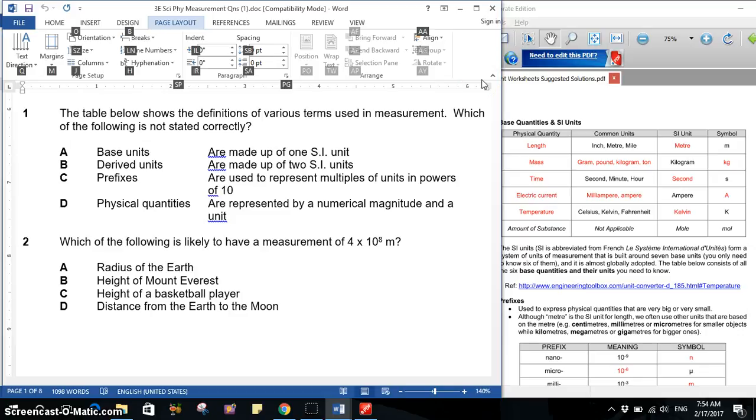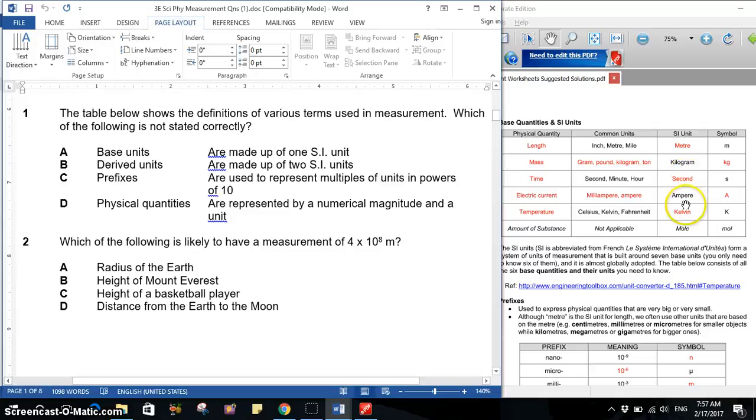Question 1. They ask you which of the following is not stated correctly. Answer A. Now, base quantities are basically everything that is found in your table. They are length, mass, time, electric current, temperature, and amount of substance. This is the list that you need to know. And it is true that they are only made up of one SI unit. The list is as follows.